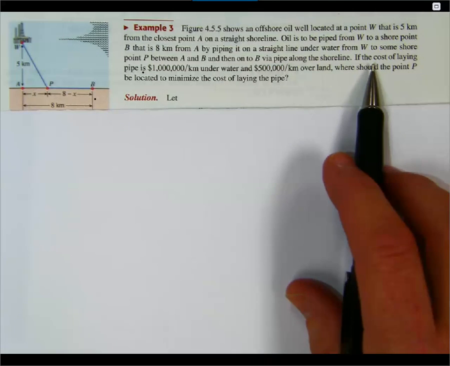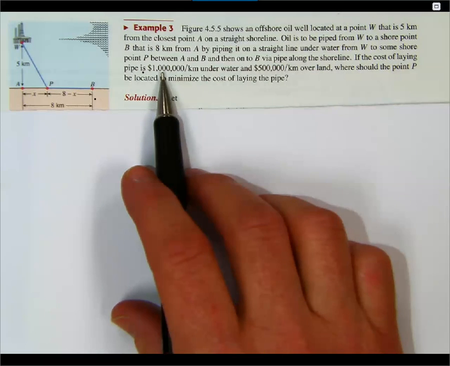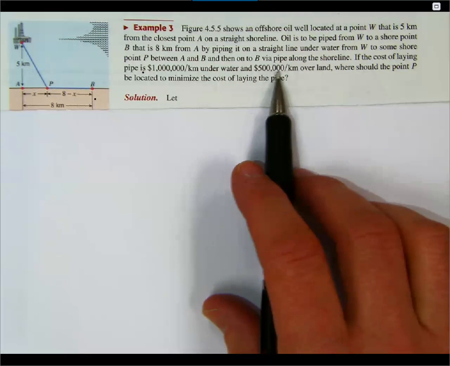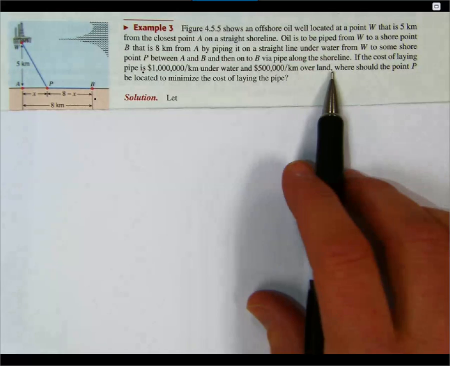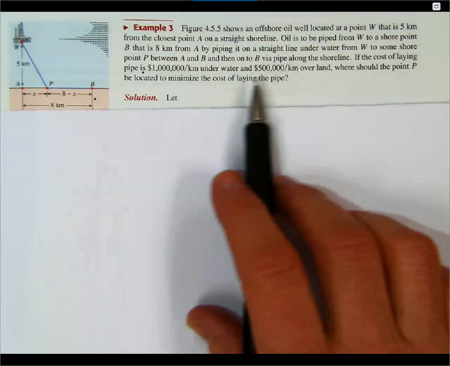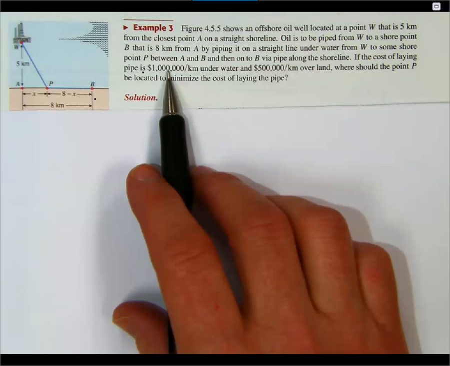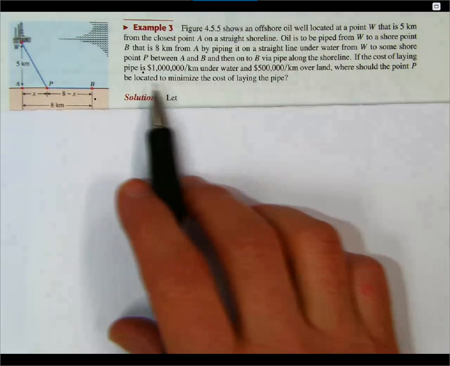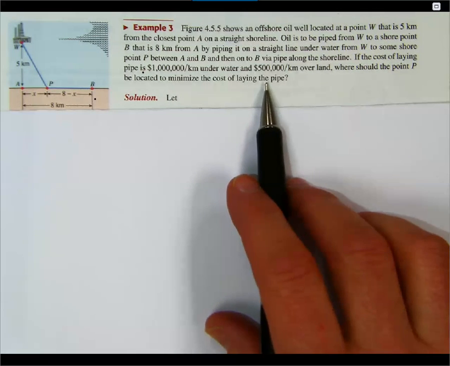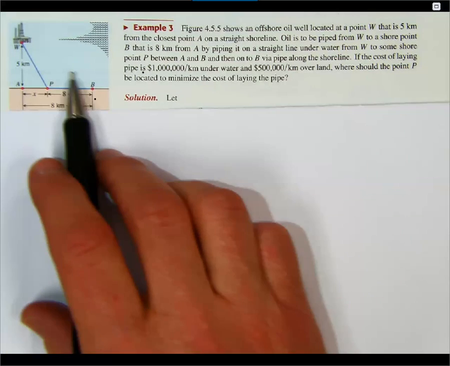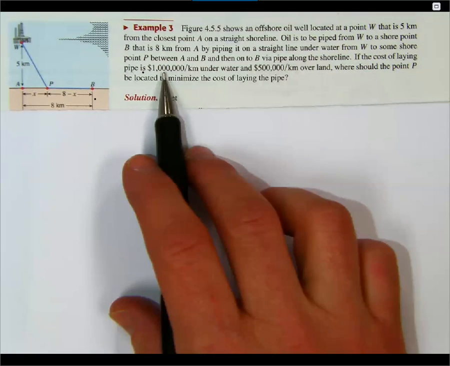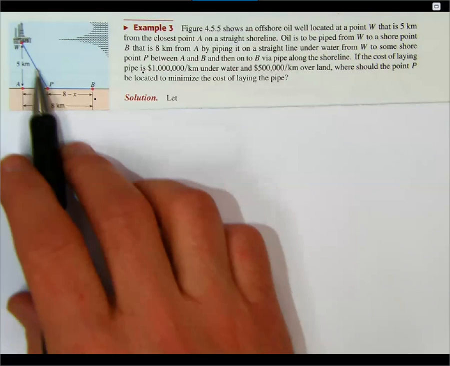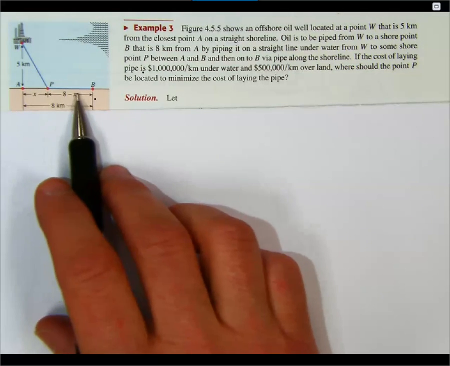But it says here if the cost of laying pipe is $1 million per kilometer underwater and $500,000 per kilometer over land, so it's cheaper over land and more expensive underwater, where should the point P be located to minimize the cost of laying the pipe? So we have some scenarios here. Is it going to be all underwater, and that's the expensive type of pipe laying, and then we have the other option where P could be here, here, here, here.